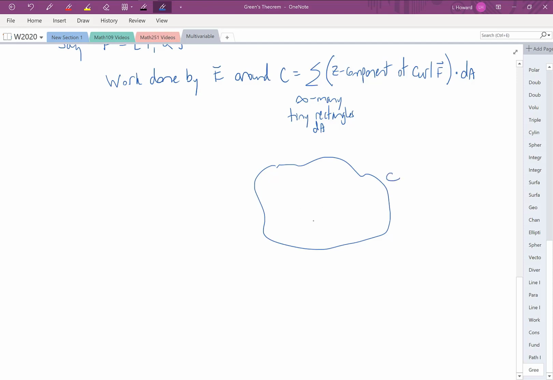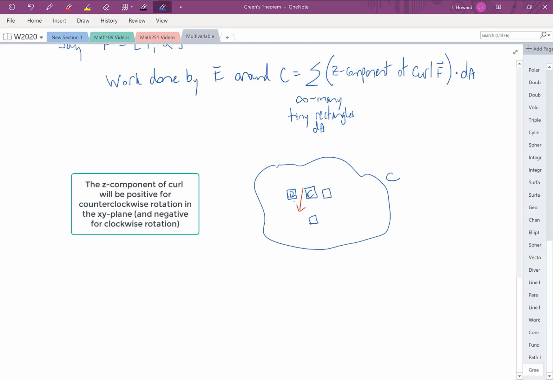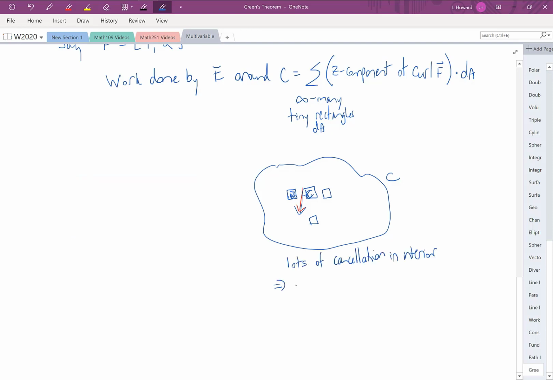The region R is this enclosed region. We're breaking this region up into these little tiny rectangles, infinitely many of them. Imagine your force in this neighborhood is acting like that. So what's going to happen is that you're going to have lots of cancellation in the interior, because if the force is acting this way, you're going to have a rotation that's induced in this direction around this point, but then around a neighboring point, you're going to have a rotation that's induced in the opposite direction. So lots of cancellation in the interior. And that implies that we're being left with the net effect on the boundary, which is C.